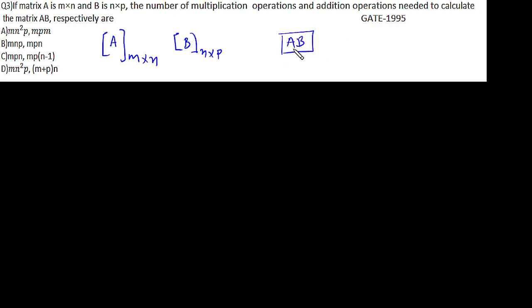Now to find this AB matrix, first of all let's write A here because we want to find AB. Here we have to write the matrix A, which is of m cross n dimension, and here we have to write the matrix B, which is of n cross p dimension. Now in the output we get this AB matrix. The dimension of this AB matrix is simply this first element and this last, so we get m cross p.